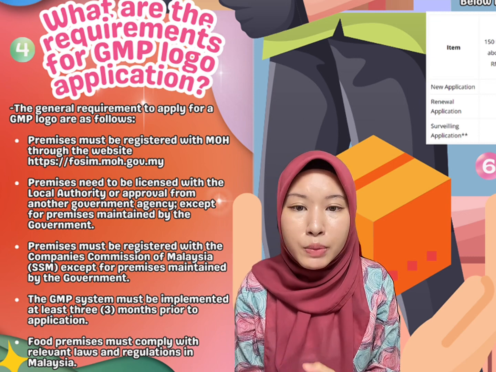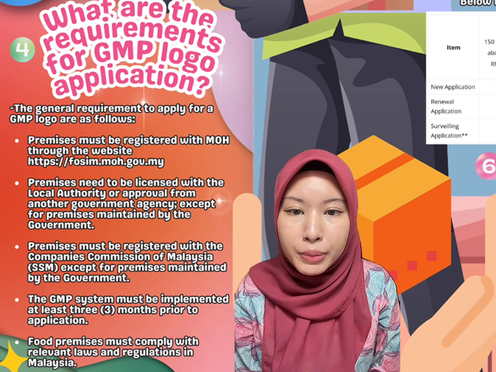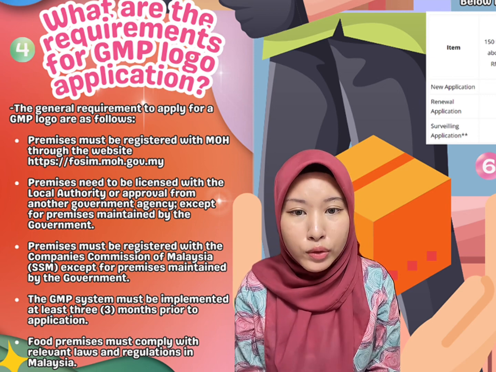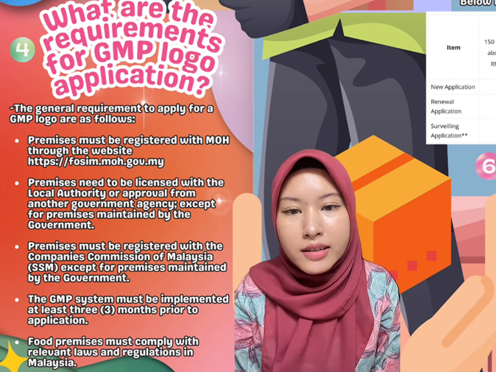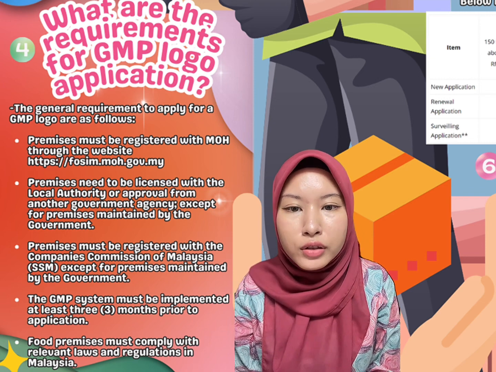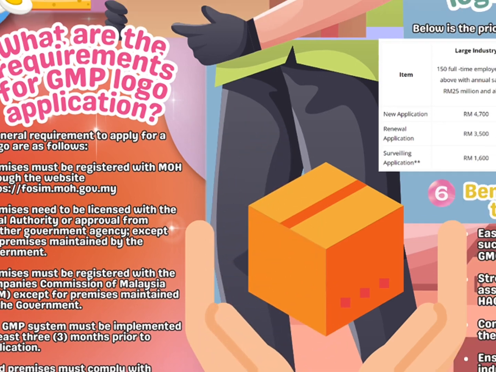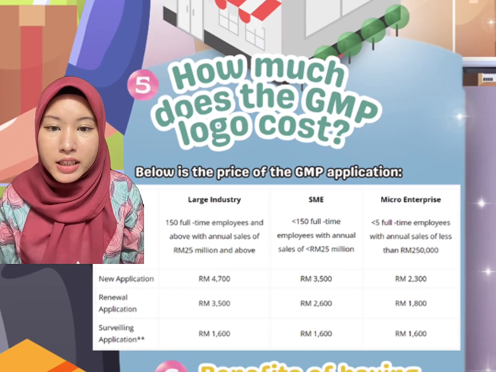Next, the GMP system must be implemented at least 3 months prior to application because the GMP logo approval might take some time. Lastly, food premises must comply with relevant laws and regulations in Malaysia such as the Food Act 1983 or Food Regulations 1985. Now let's talk about how much the GMP logo costs.